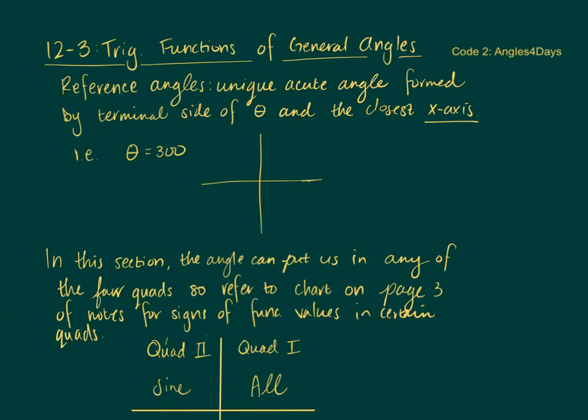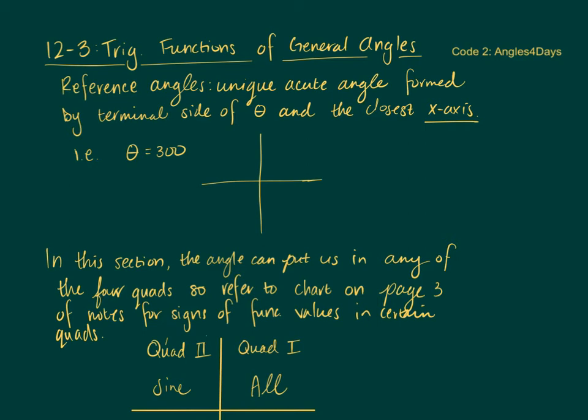Now let's look at 12.3. In 12.2, we were looking at trigonometric functions of acute angles. So that means all of our angles were small, less than 90. So we were always in quadrant 1. In 12.3, we're looking at trig functions of general angles. So that's any angle. That can be 340. That can be -20. Anything goes here, okay?